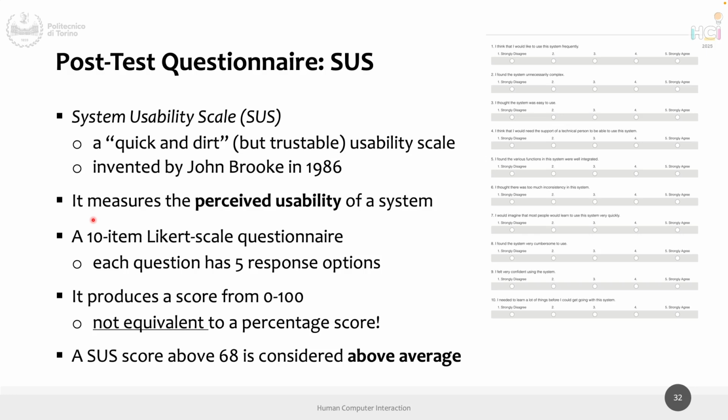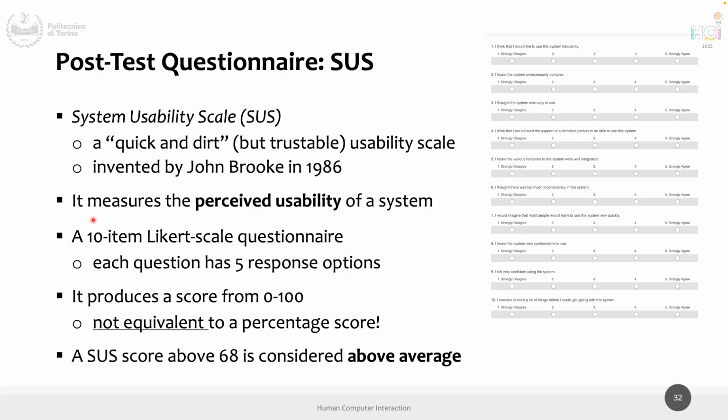The inventor, John Brooke, defined it as a quick and dirty but trustable usability scale. And pay attention, it measures the perceived usability of a system. So not necessarily the real usability of the system, but the usability of the system as perceived by the participant. So it's a subjective questionnaire, giving us subjective results in a way.